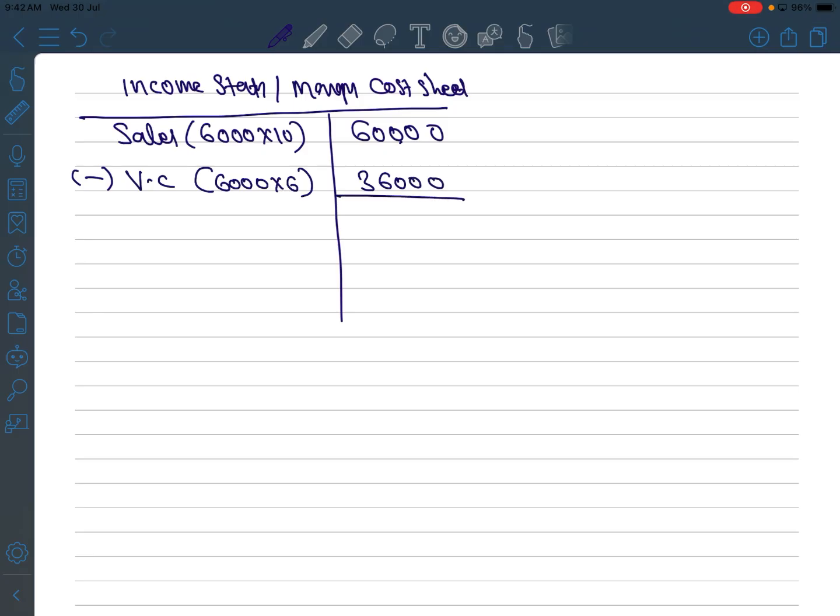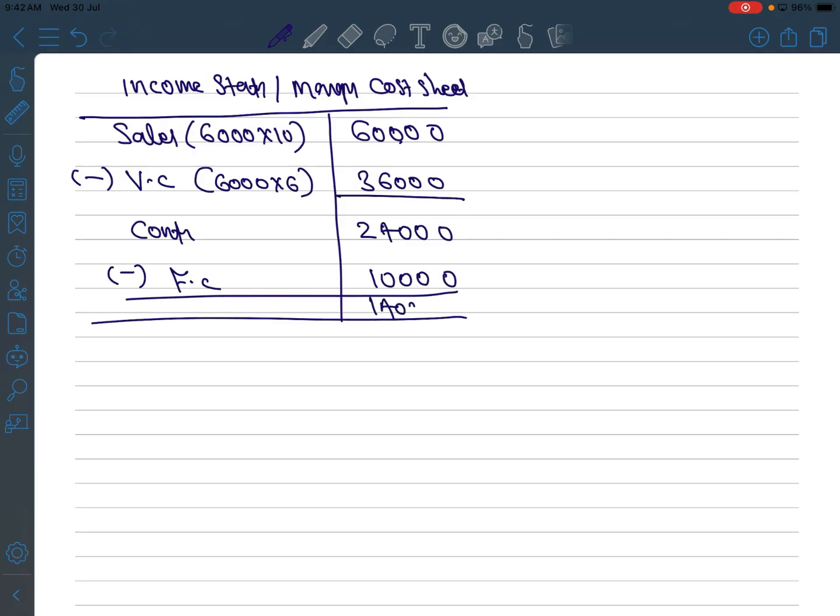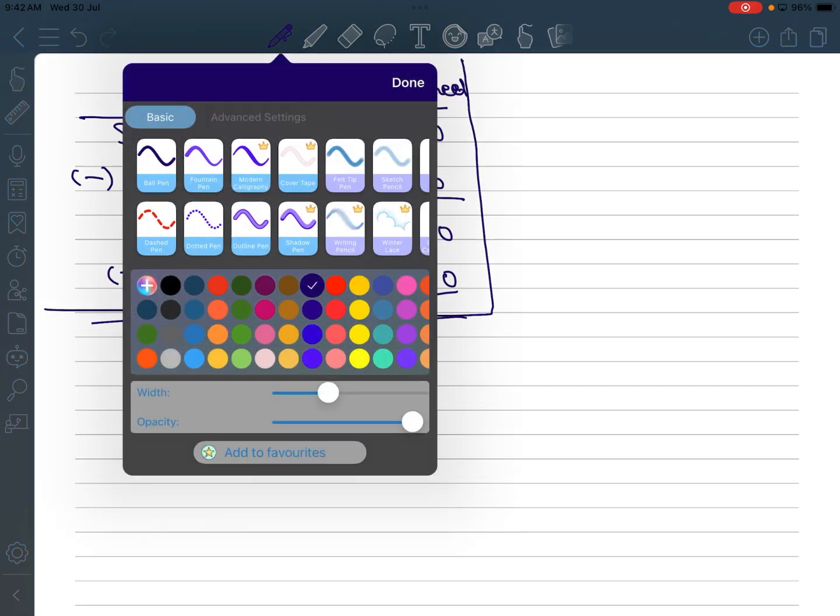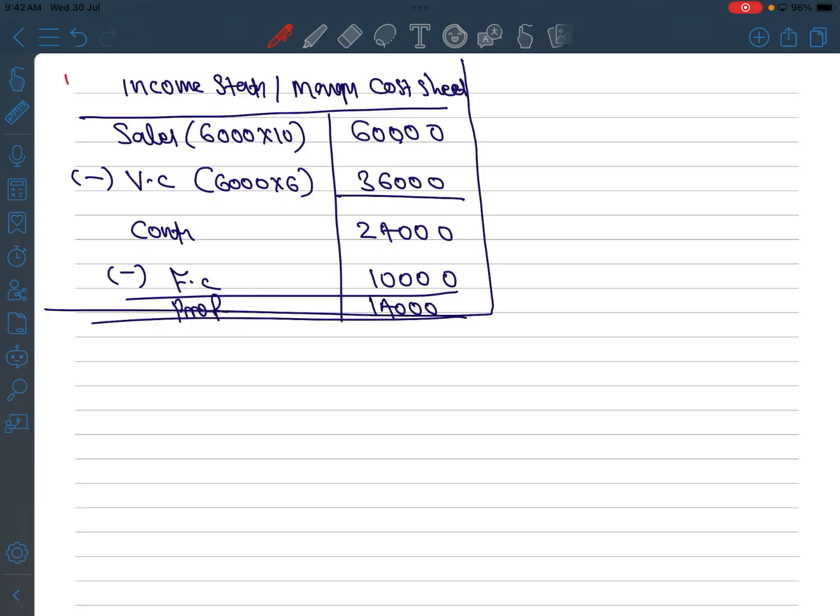So the contribution will be 24,000, minus fixed cost is equal to 10,000. So finally we will get 14,000 as profit. Then what did they additionally ask? Actually they asked number 1 as the income statement. Then number 2, what was the question?